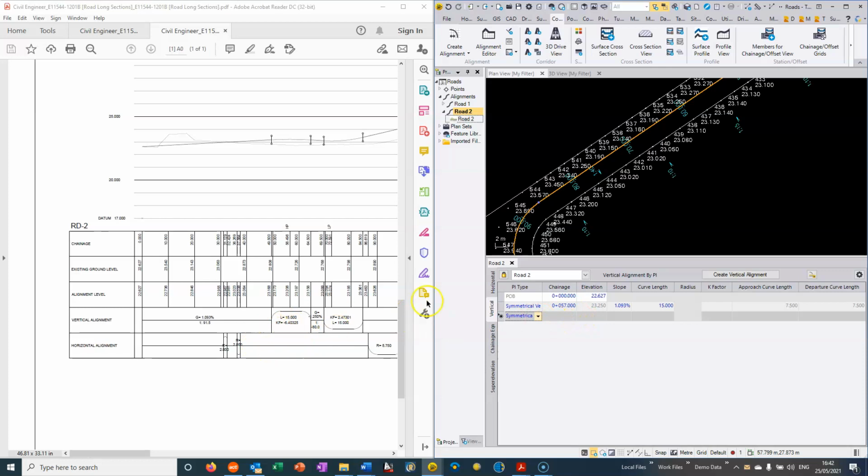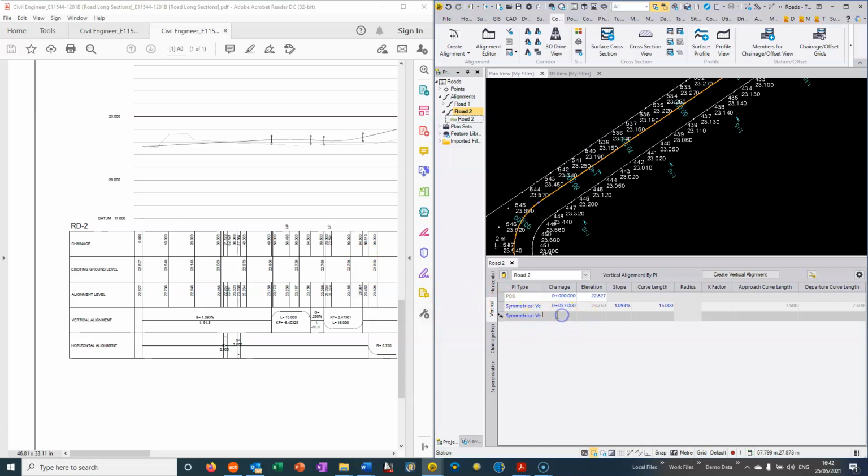The other thing I want to emphasize here is that the first element is a symmetrical curve, the curve length is 15. So the road geometry will be basically a straight grade up until chainage 57 less 7.5. We do not need to put in this element here, 49.5, as a grade break. We just go from symmetrical curve to symmetrical curve, and we'll put the straight grades in between them as required.